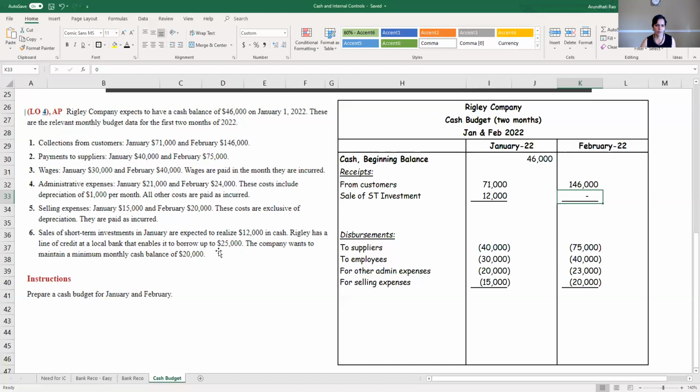And then the very last piece of information given is the company wants to maintain a minimum monthly balance of $20,000, and they can borrow up to $25,000 from the bank. They have a revolving line of credit and they can borrow.